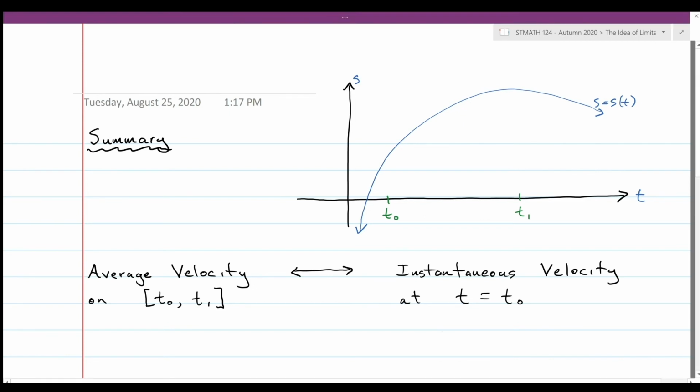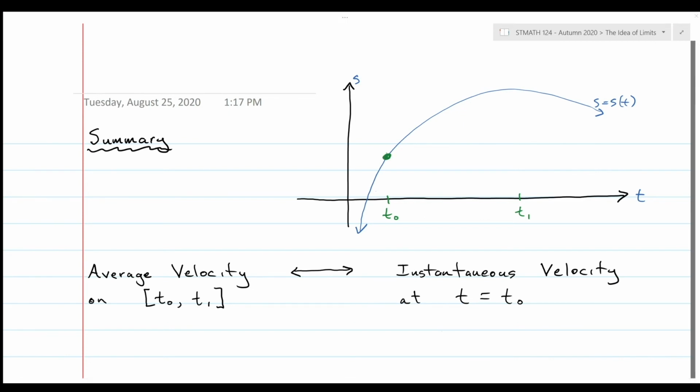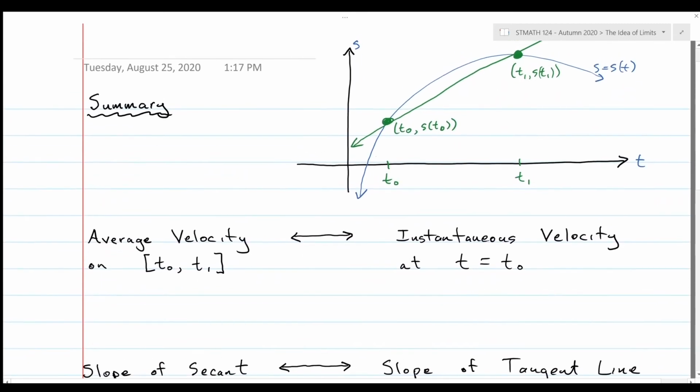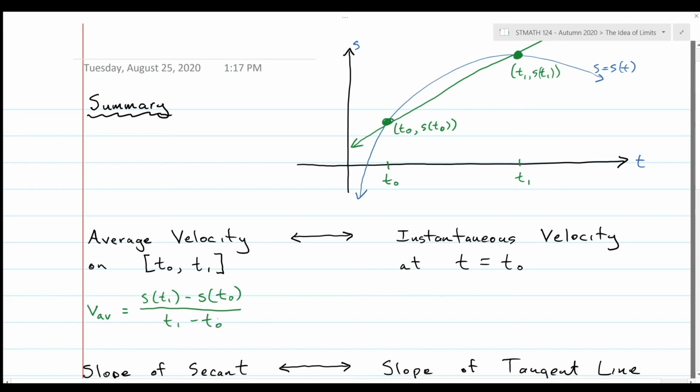If we have a position function and then we have an initial time at t0 and a terminal time t1, I can look at the corresponding points on the graph and draw a line through them. I can write down the coordinates of those points. And that green line, when you look at the slope of that line, you get the average velocity. So V average is S of t1, the terminal position, minus S of t0, the initial position, over t1 minus t0, that's the elapsed time in the denominator.